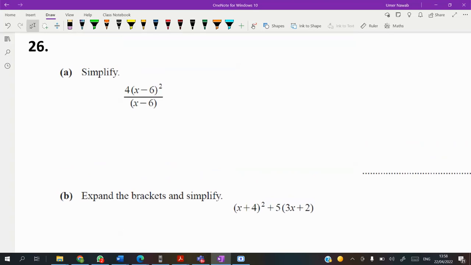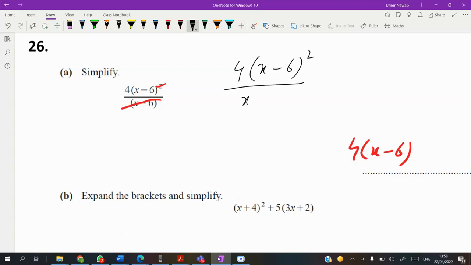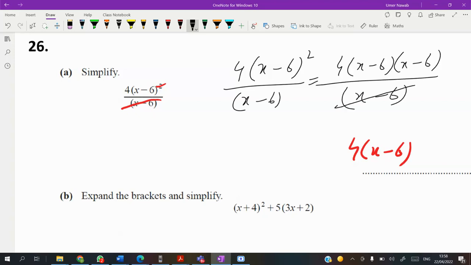Next, oh wow, the brackets can be cancelled. So look, we have a bracket x minus 6 that is cancelled with one of the brackets of x minus 6. So x minus 6 gone. Let me show you guys: 4x minus 6 whole squared over x minus 6. This bracket square means the same bracket is written how many times? 2 times. So he cancelled x minus 6 with x minus 6. That's why the answer came to you like this.